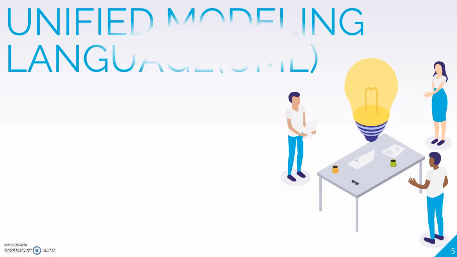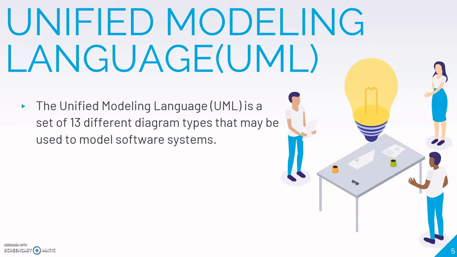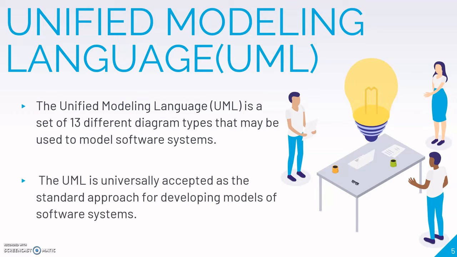Now let's see what is Unified Modeling Language or UML. The Unified Modeling Language UML is a set of 13 different diagram types that may be used to model software systems. The UML is universally accepted as the standard approach for developing models of software systems.